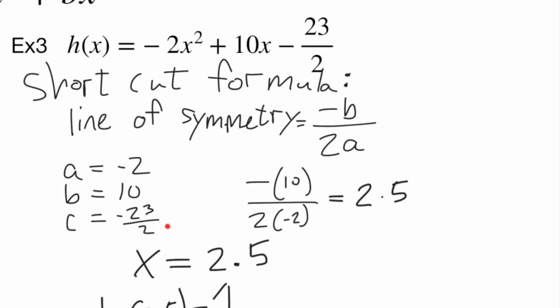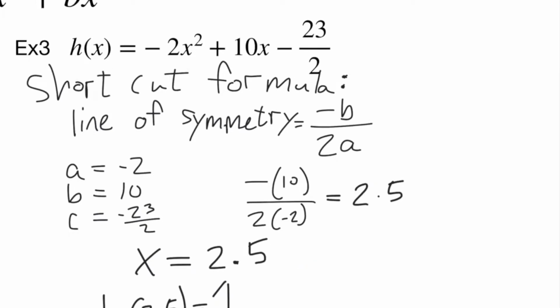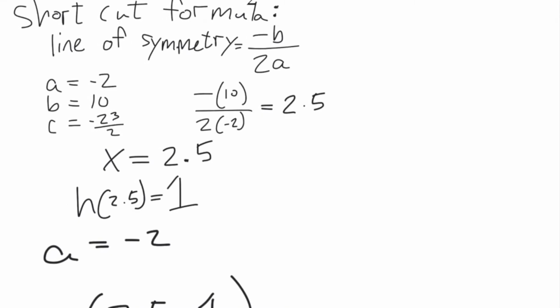Once you know the a, b, and c value, you just take negative b. So b is 10. So let's make it negative 10 divided by 2a. In this case, negative b divided by 2a is going to be 2.5. So the line of symmetry is going to be x equals 2.5. It's also going to be the x value of the vertex.